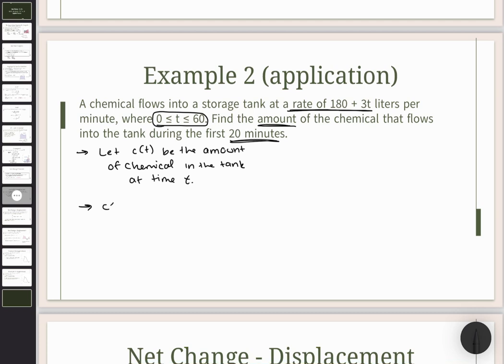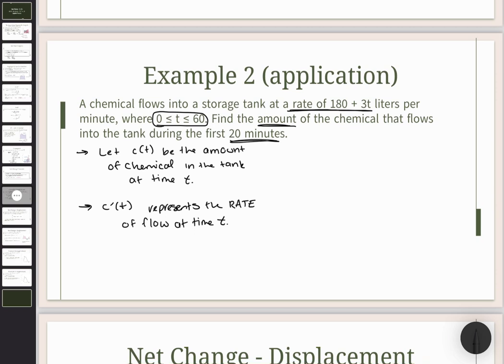C prime of t, the derivative of that, represents the rate, which hopefully we can connect back with what we've talked about, right? Rate, derivative, we talked about position, velocity, acceleration. Velocity is basically the rate of change of position over time, right? So derivatives represent rate. So the derivative here represents the rate of flow at time t.